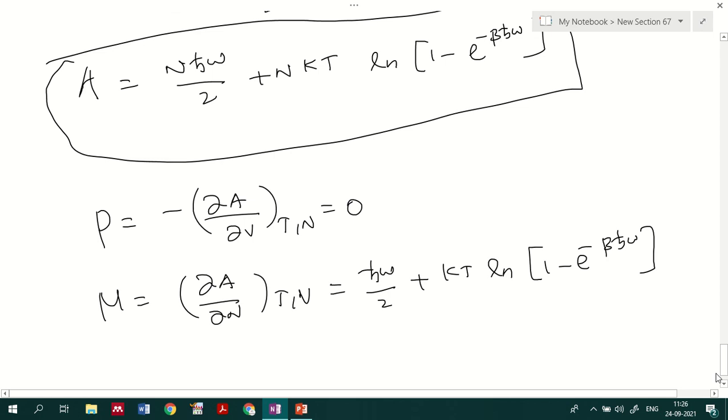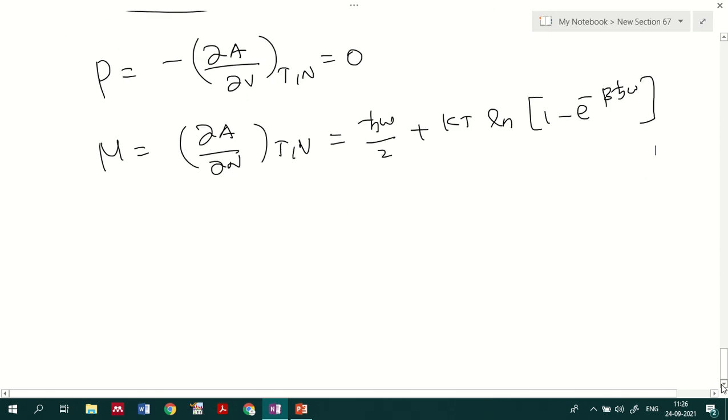Now we need to identify the entropy case. So now we'll be representing entropy. So entropy S is equal to minus dou A by dou T.